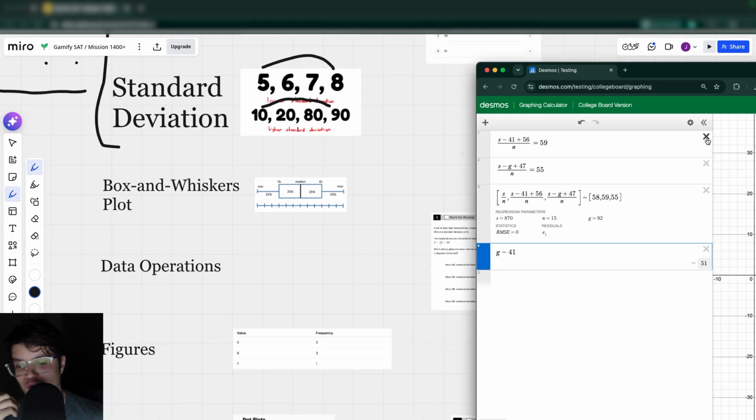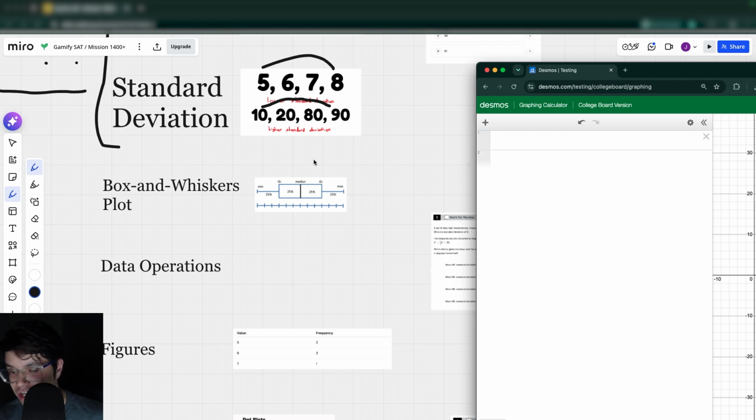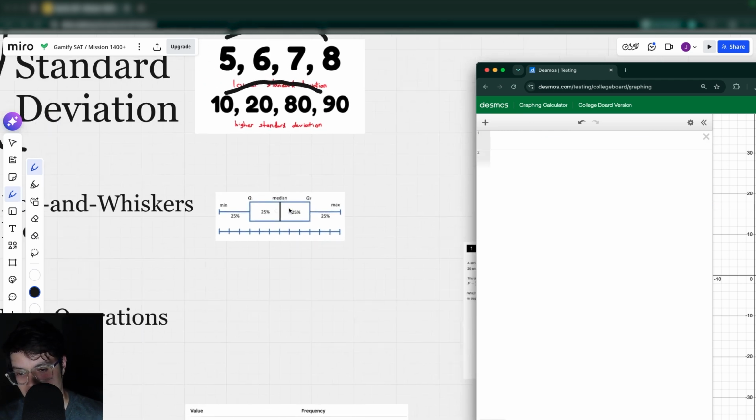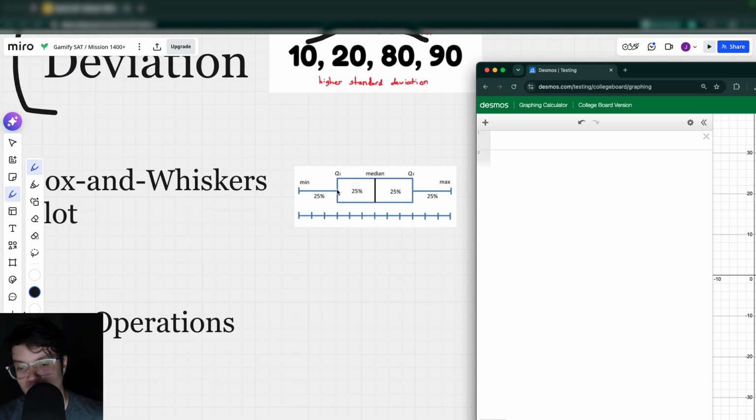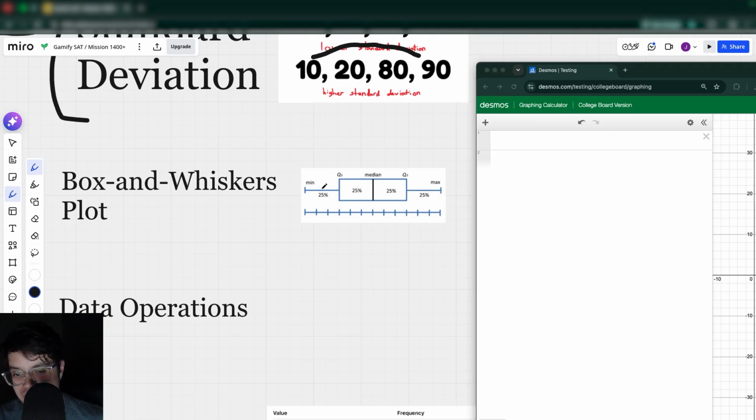Box and whiskers plots. This, like standard deviation, is not really that important. All that really matters is that it kind of looks like whiskers on a cat. I guess you could say, this is a whisker, that's a whisker. Whatever, I don't really care. Nobody really cares about that stuff. But you do just need to know how to basically evaluate this.